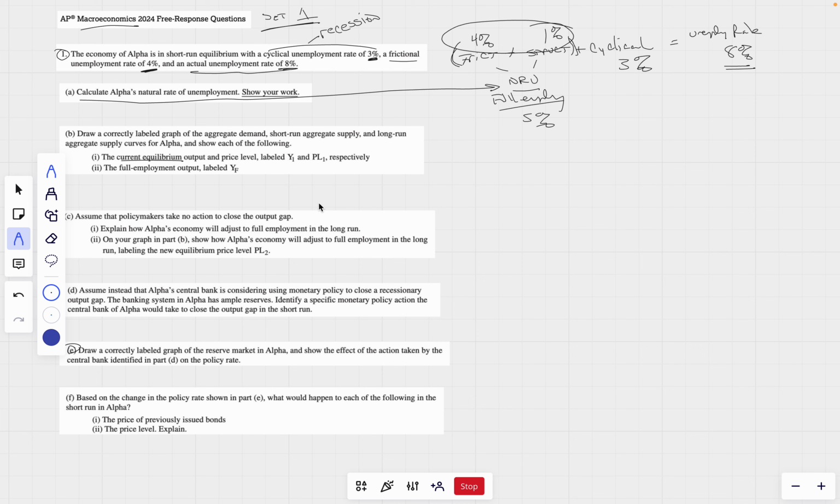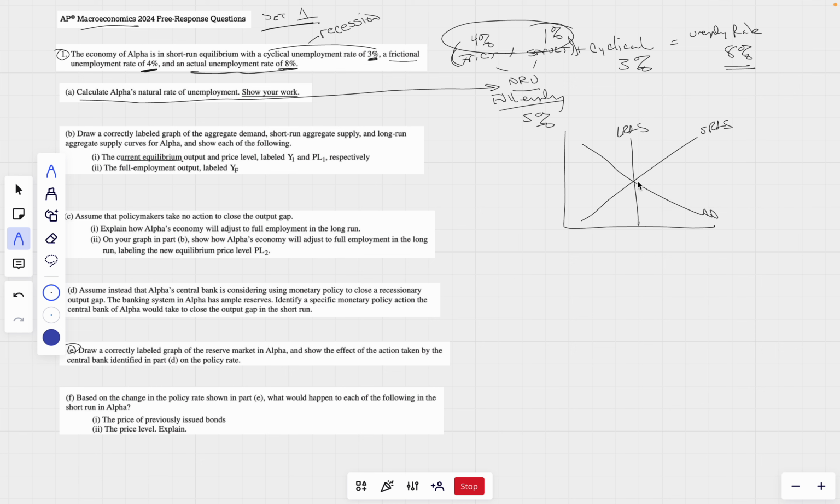Draw a correctly labeled graph of the aggregate demand, short-run aggregate supply, and long-run aggregate supply curves. You should just be able to pop this graph right off the top of your head anytime we're talking aggregate demand and aggregate supply. Long-run aggregate supply is your vertical curve, straight up and down. Your short-run aggregate supply is upward sloping, always upward sloping unless they tell you something different. And then aggregate demand is obviously downward sloping.